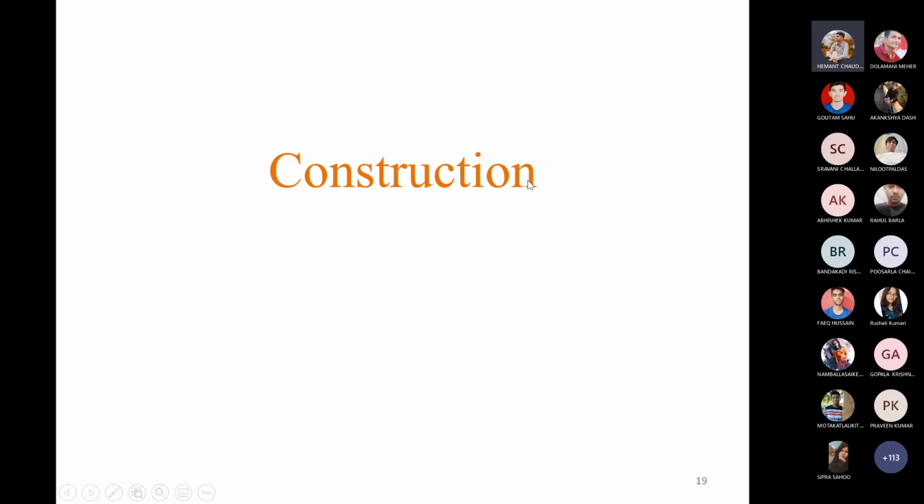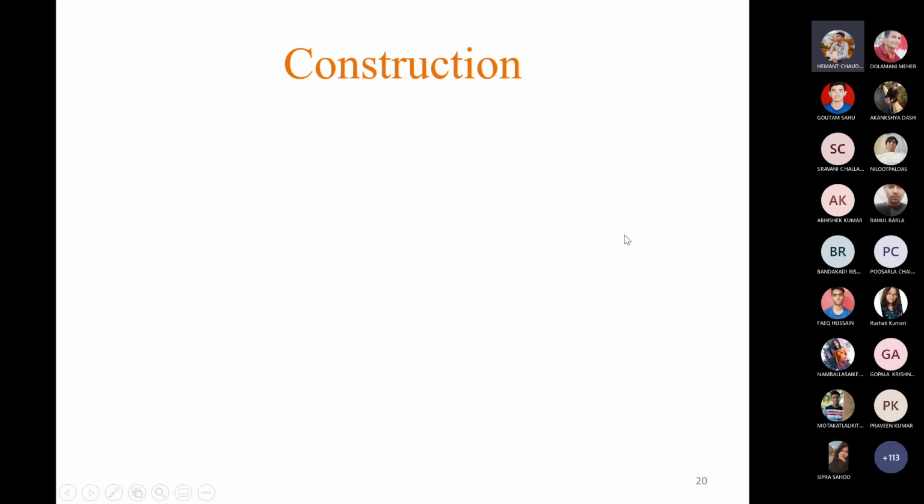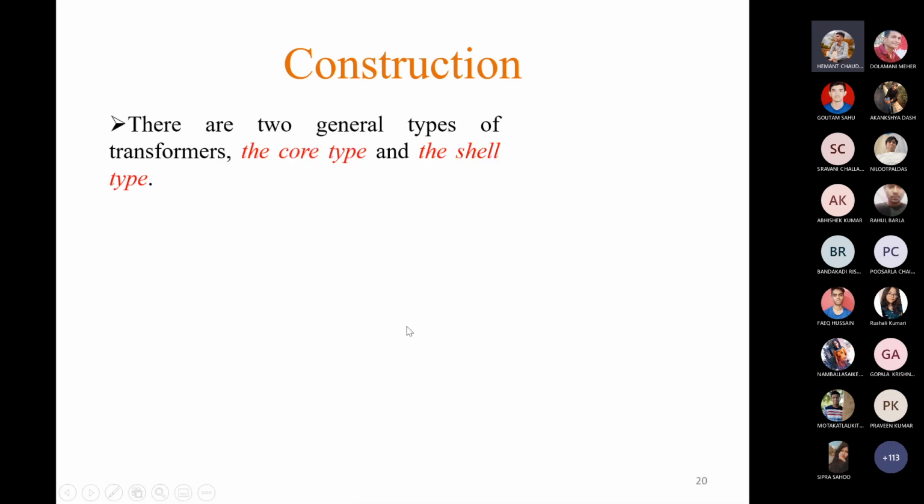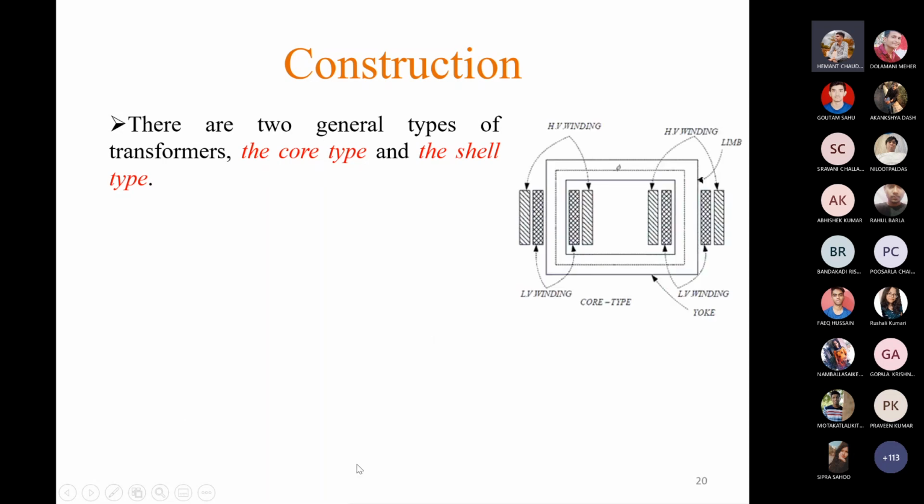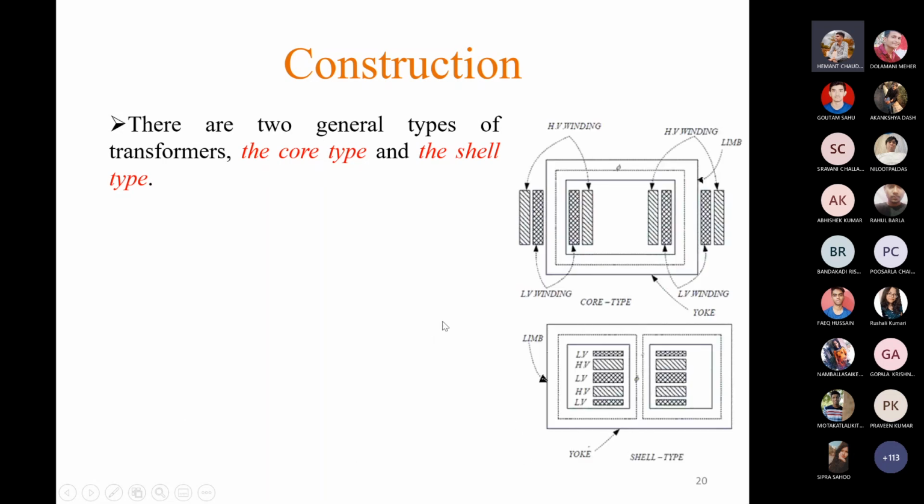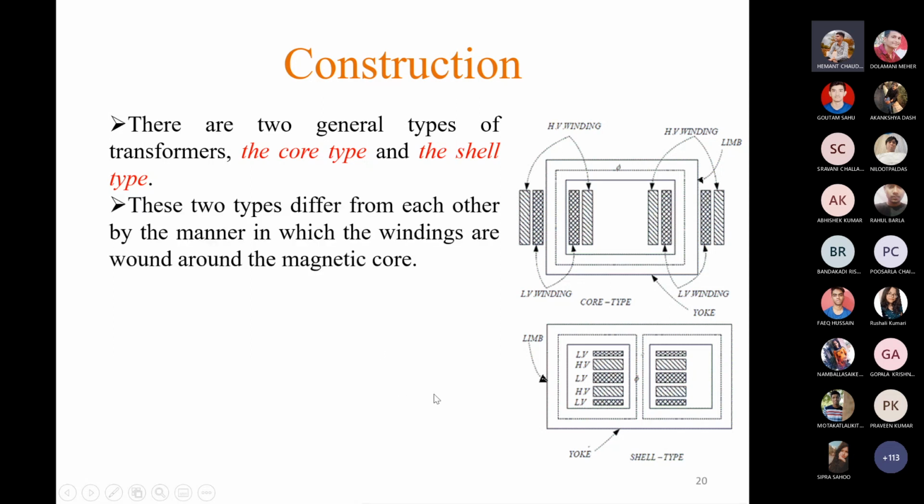Now we will review the construction of the transformer, because that is necessary to understand the basic principle. There are mainly two types of transformers depending on the construction of the core. One is core type transformer, another is shell type. This is a core type and this is a shell type. Observe the difference. In core type there are three limbs or legs. These vertical sections are called limbs or legs, and the horizontal sections are called yoke.